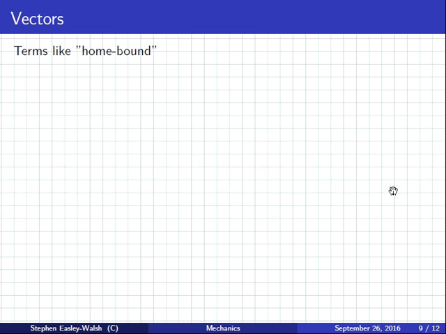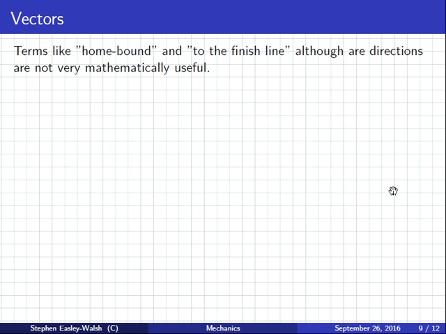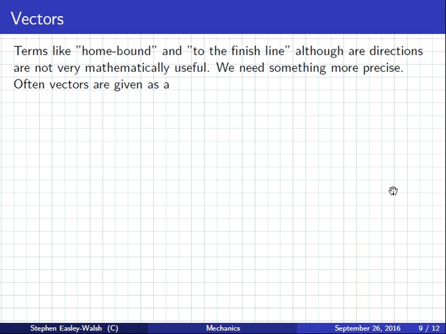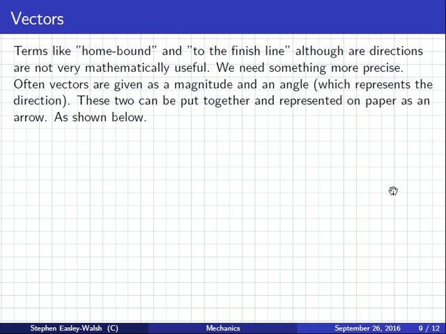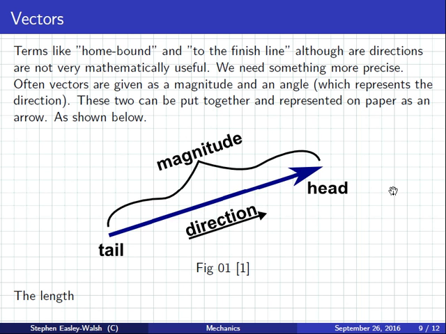So terms like homebound and to the finish line, although they are directions, are not very mathematical. We need something more precise. So often vectors are given to us as a magnitude and an angle. Basically, the best way to represent a vector is with an arrow. So we don't say 2 meters per second to my home. We can draw it as a vector, as an arrow, like this.